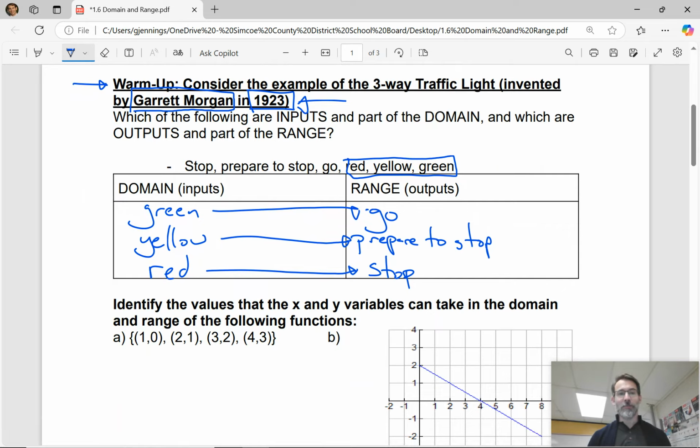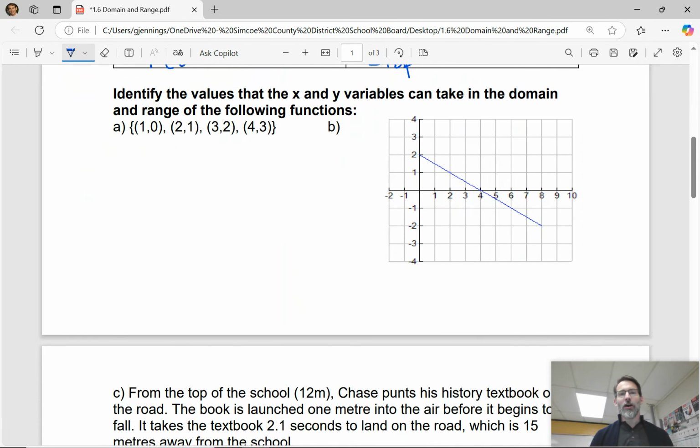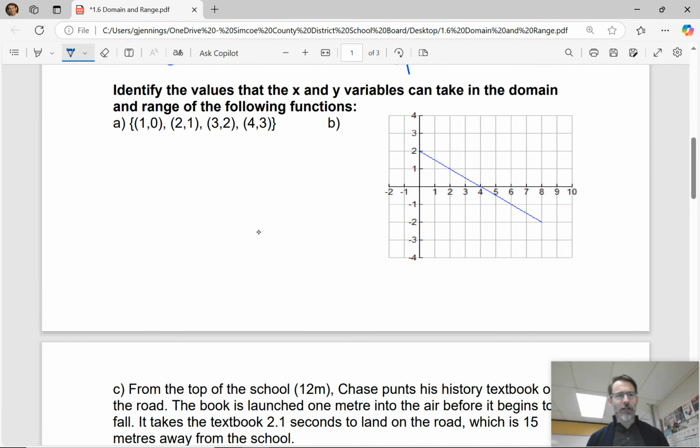So, in any case, here are a few functions. Here's a very simple function. It only has 4 points. We could visualize it this way. Here is the point (1, 0). Here is the point (2, 1). Here is the point (3, 2). And here is the point (4, 3). It's just those 4 points.